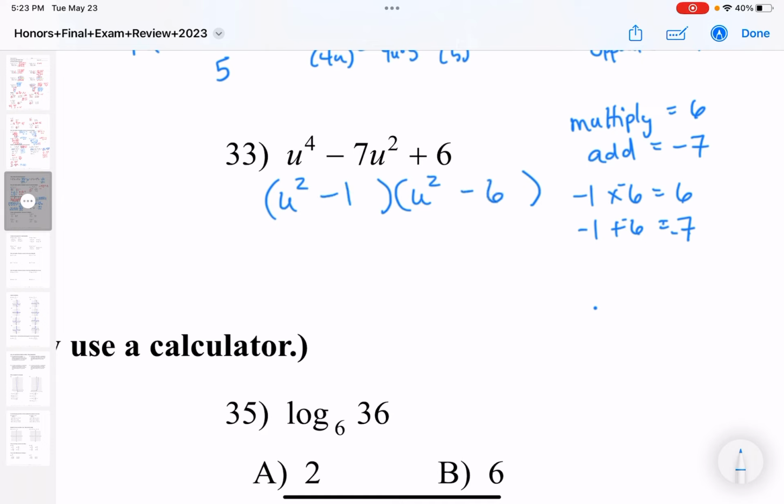Now I checked for difference of 2 squares. U squared minus 1, u squared is a perfect square, 1 is a perfect square. So plus, minus. U and 1, u and 1. U squared minus 6. U squared is a perfect square, 6 is not. So this just stays u squared minus 6.